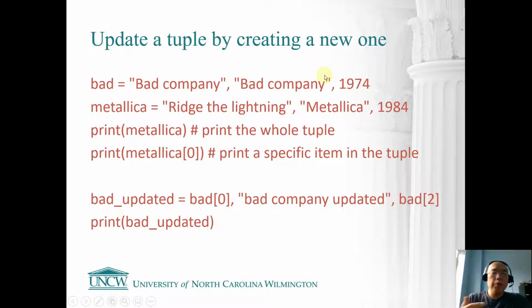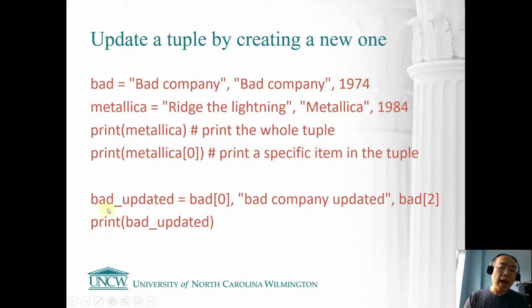To build a new tuple, the first thing you want to remember is that we can also use square brackets and an index to access the values in a tuple. For example, if you do Metallica square bracket 0, you will get the first item of the tuple. So this syntax works for lists, and it also works for tuples. Now my plan is kind of clear. I want to keep this item, I want to change this one, and I want to keep this item.